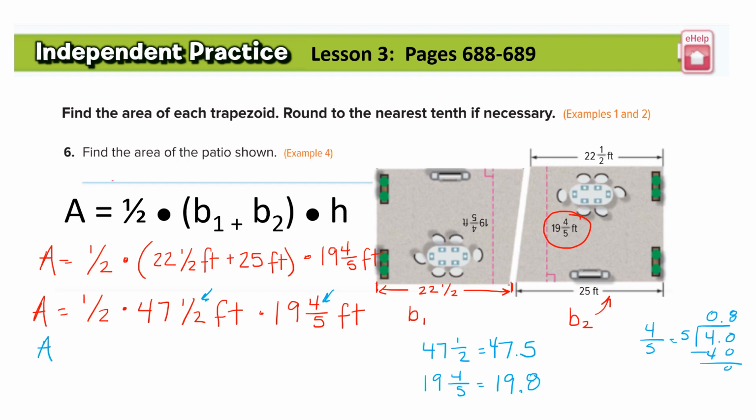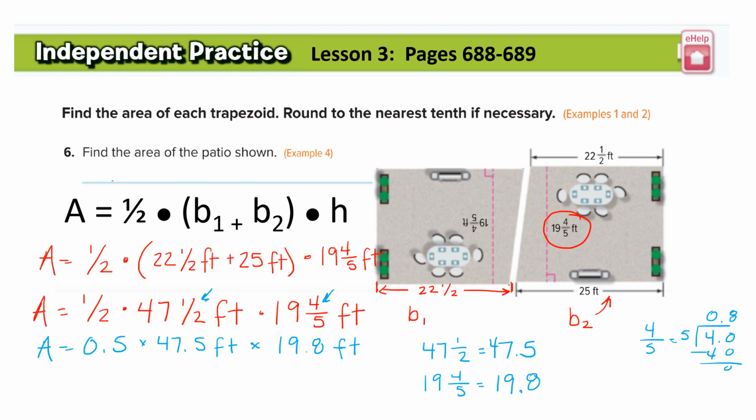So area equals 0.5 times 47.5 feet times 19.8 feet. Because if I do it by hand, like if I do it writing down the problem, it's so much easier if I do it with a decimal. And even typing into a calculator is so much easier if you do it with a decimal. So when you see fractions that you can turn into decimals, go right ahead and turn them into decimals.